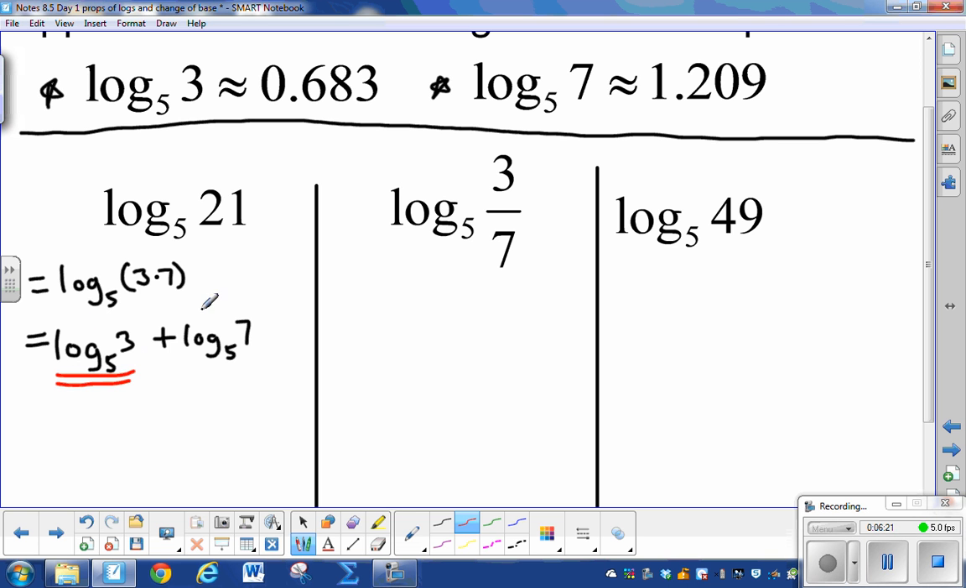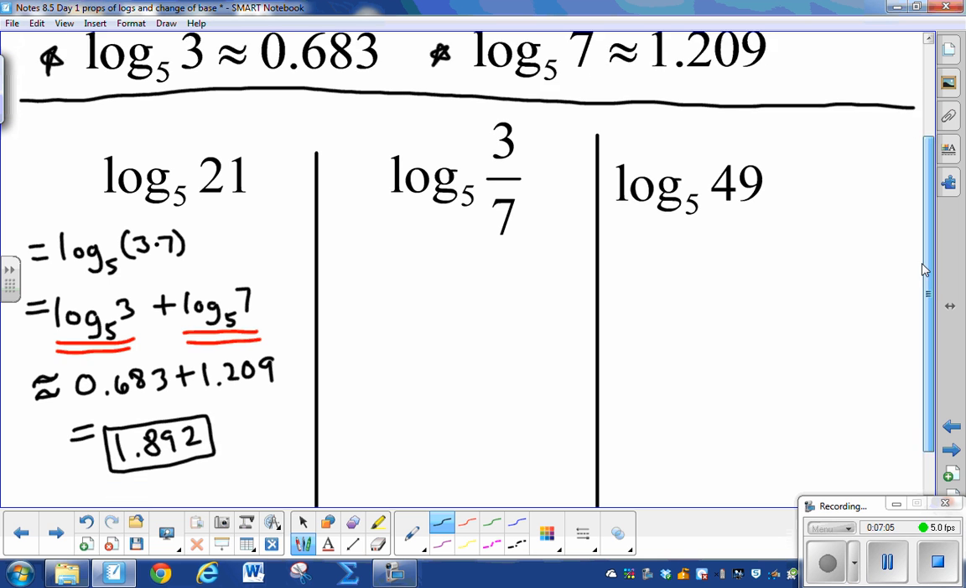So we know this part is 0.683. And we know this part, log base 5 of 7, there it is, log base 5 of 7 is about 1.209. So this is approximately, since these are all approximations, 0.683 plus 1.209. And this is going to be 9 plus 2, 3 is a 12, carry the 1, that's a 9, 8, 1.892. So 8, 9, yeah, okay, that looks good.